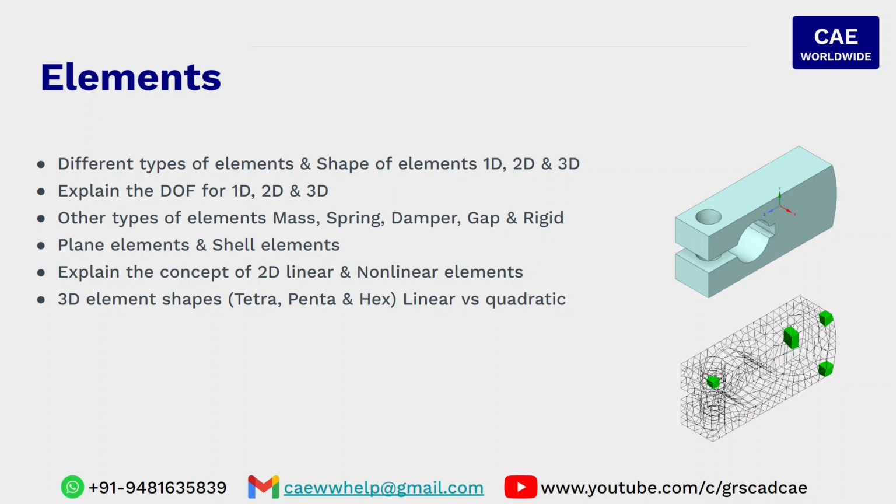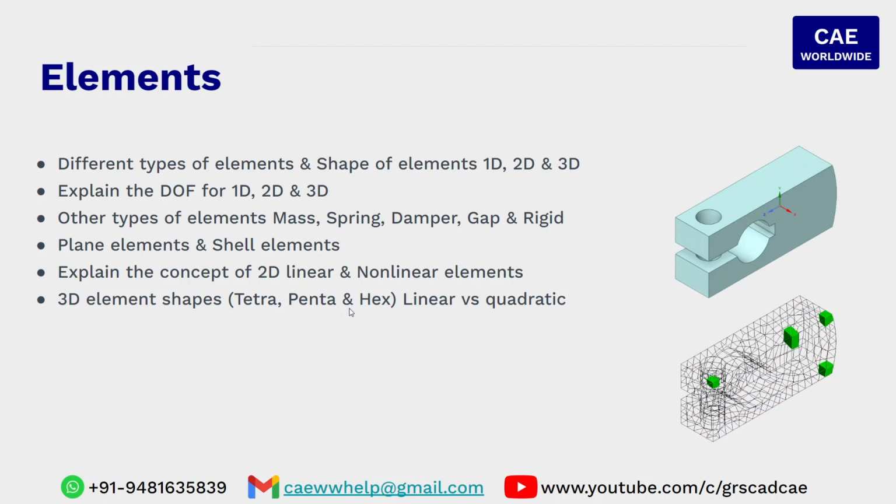We talk about the special type of elements like mass element, spring element, damper element, gap element, which are very critical for building the connections or defining certain objects without directly considering them. We also discuss what those different types of elements are, what is the significance of those elements. And we also discuss the linearity and non-linearity of the elements, their applications, and what are the shapes of the elements.